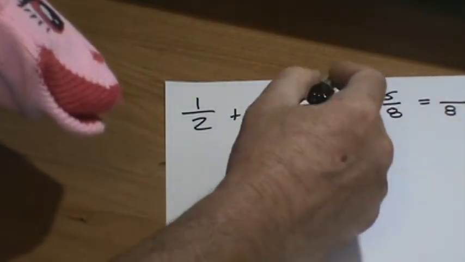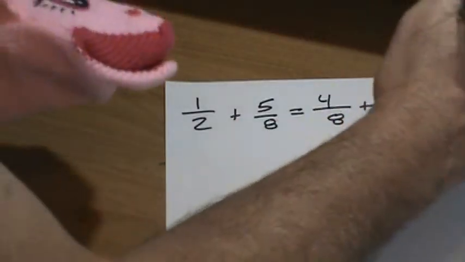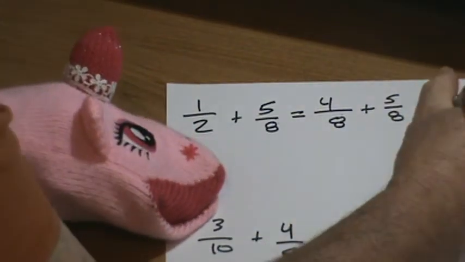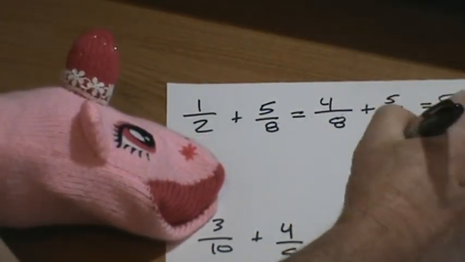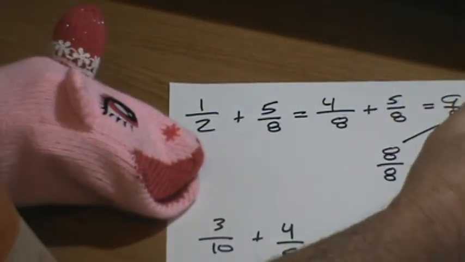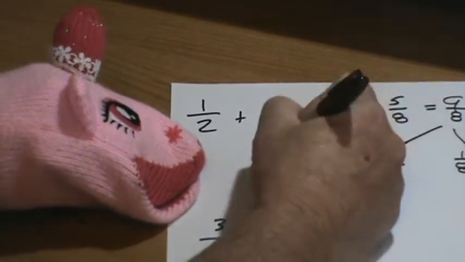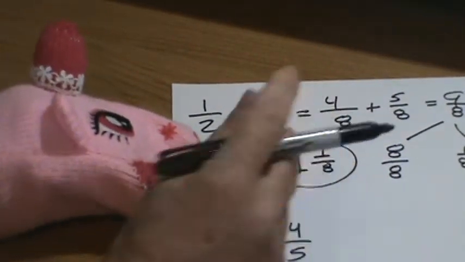8s remains the same. 4 plus 5, 4, 5, 6, 7, 8, 9. So we have 9/8, yes, 9/8. And now let's turn that into a mixed number. 8/8. And we have just 1/8 left over. Yeah, just 1/8. And our answer is 1 1/8. A mixed number because it has a whole number and a fraction.